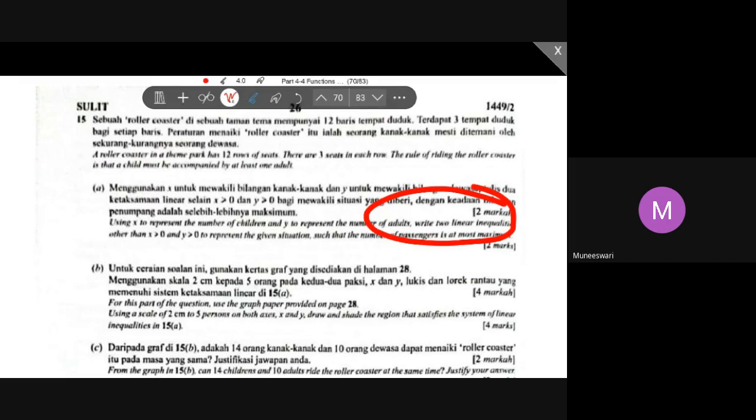Okay. So first of all, can anyone tell me what is your first linear inequality you can think of? Apa ketaksamaan linear pertama kamu? The one that you can see very easily, yang paling mudah nampak. Can you all type that in the chat box? Think slowly, no need to rush. Jangan cepat-cepat buat. Slowly think. Accuracy is important.